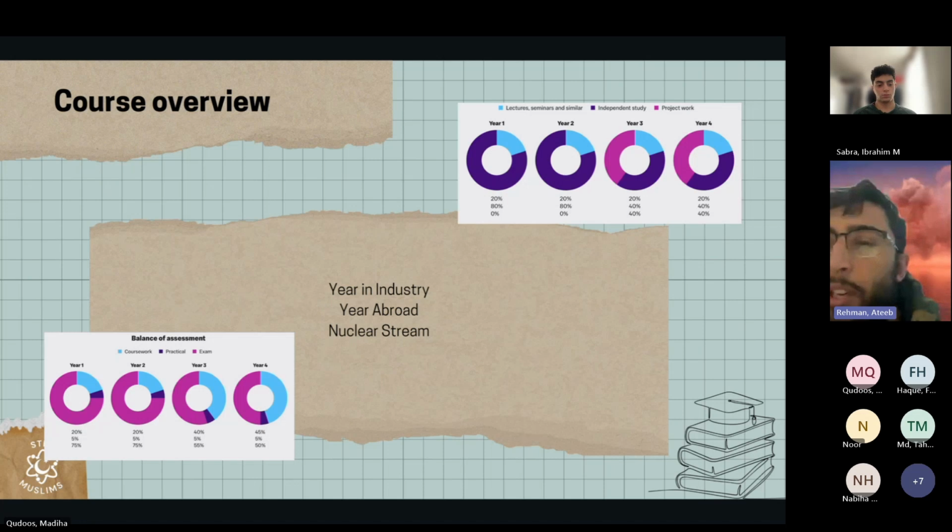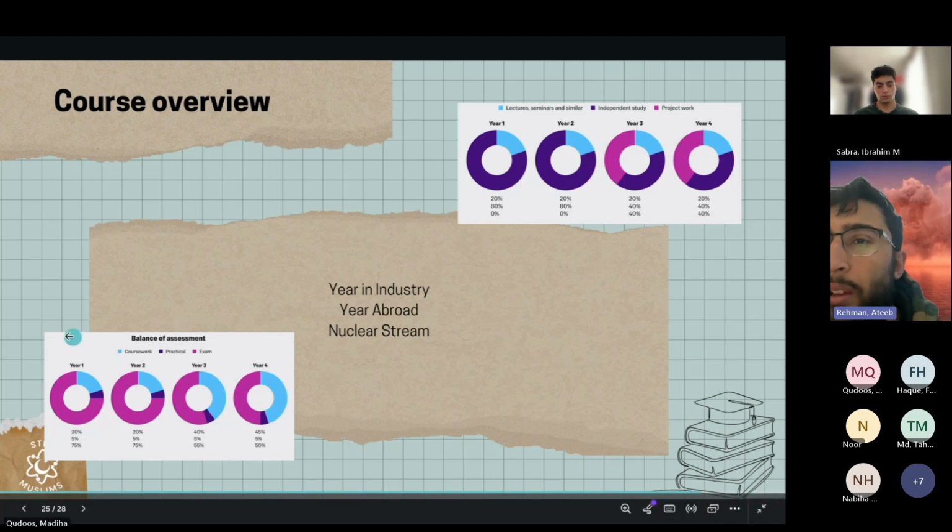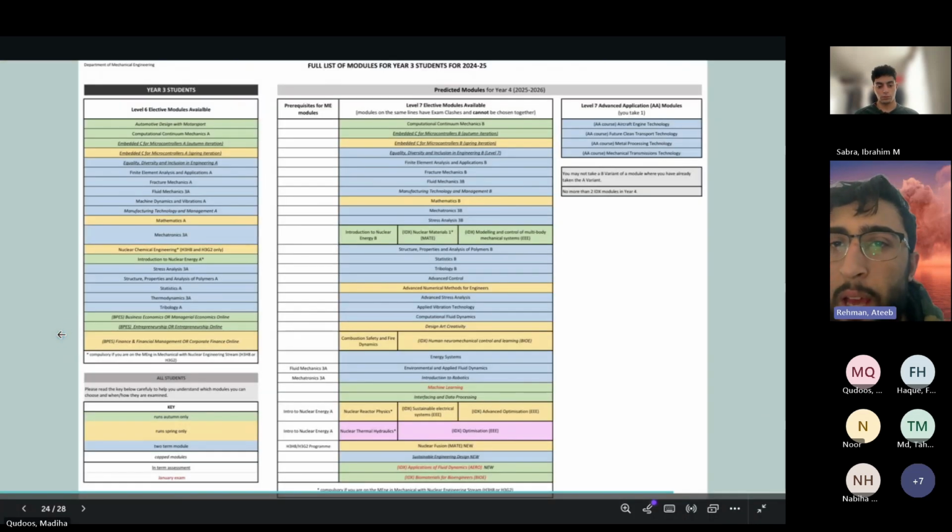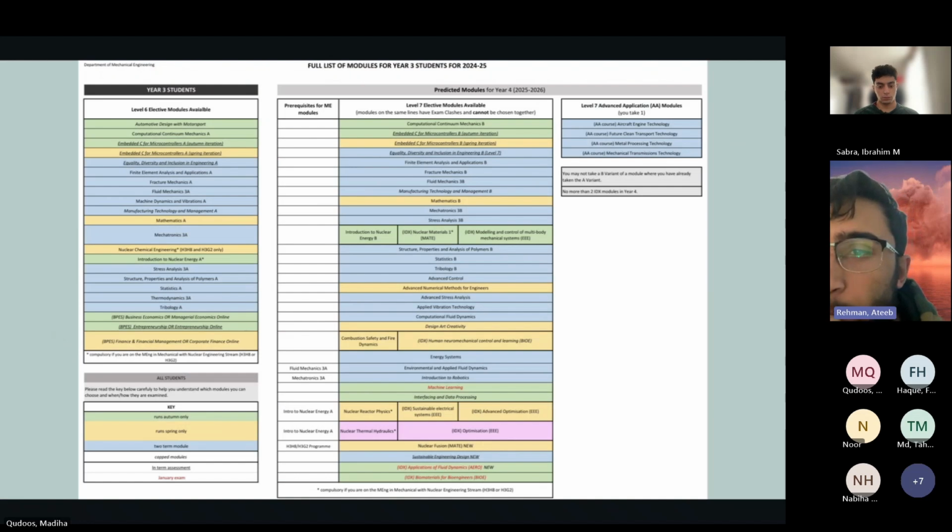And the last change that you can have done to your degree is the nuclear stream. So if you go back one slide to the optional modules. In the third year modules, it's very unclear, but you have Introduction to Nuclear Engineering and Nuclear Chemical Engineering. So if you pick those two modules, you'll get put onto the nuclear pathway. So your degree will change to mechanical engineering with nuclear engineering. If that's interesting for you, then you can look into doing that.